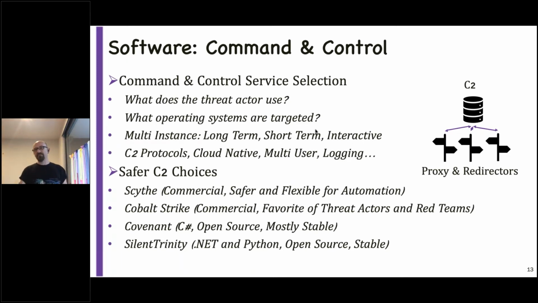Cobalt Strike has a scripting language. There is no automation or purple teaming like telemetry or other stuff on it. So it is more like a red teamer or threat actor tool. Covenant and SilentTrinity are open source tools and they are quite useful for purple team as well as red team exercises. That's why I can suggest those four tools. However, I have used my own tool, Petaq C2, and there's a reason for that.